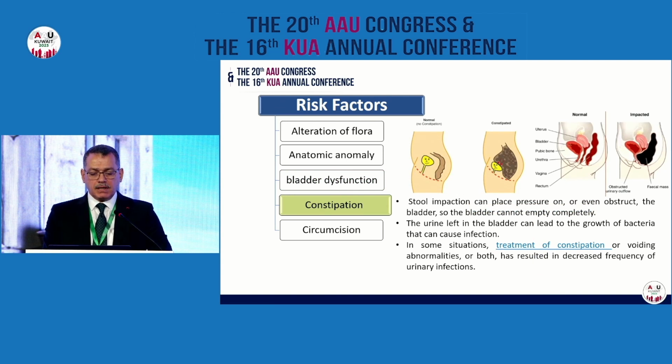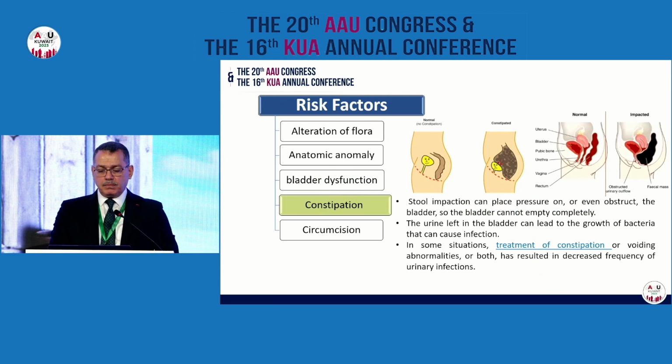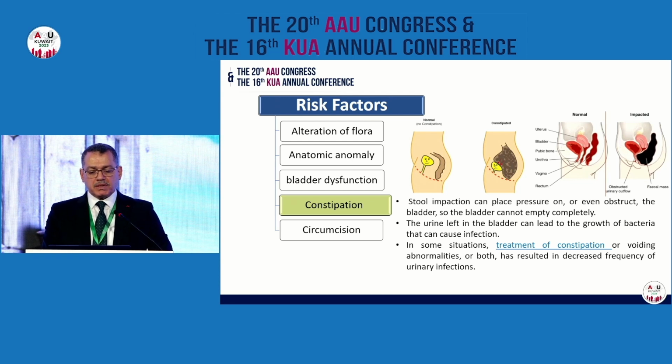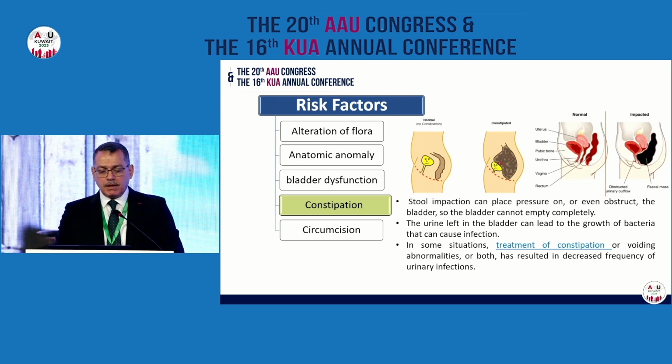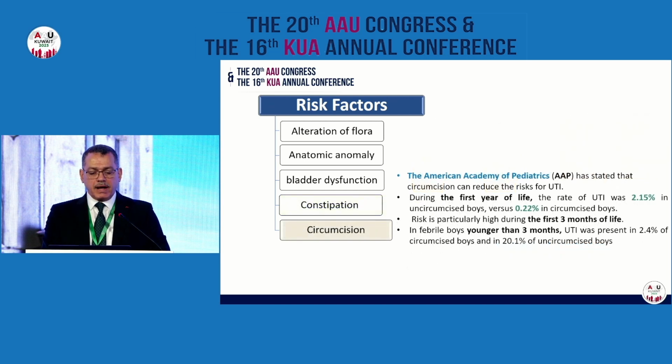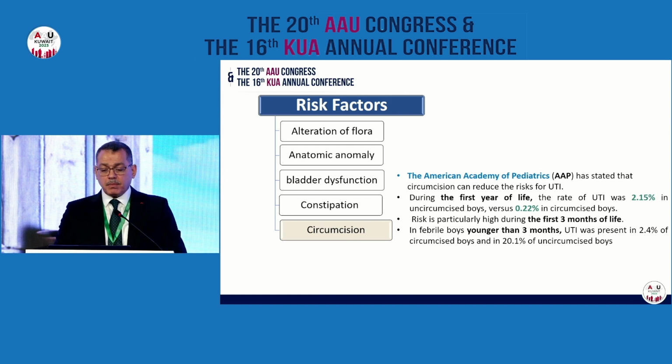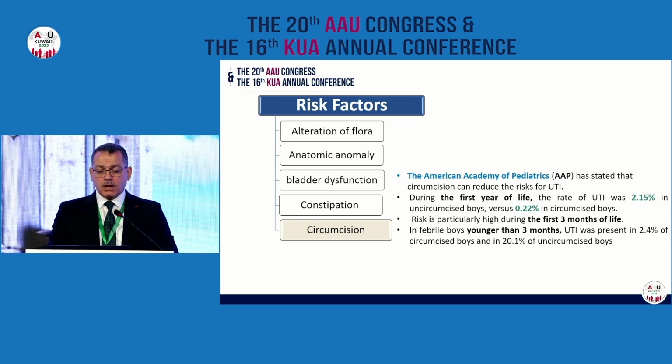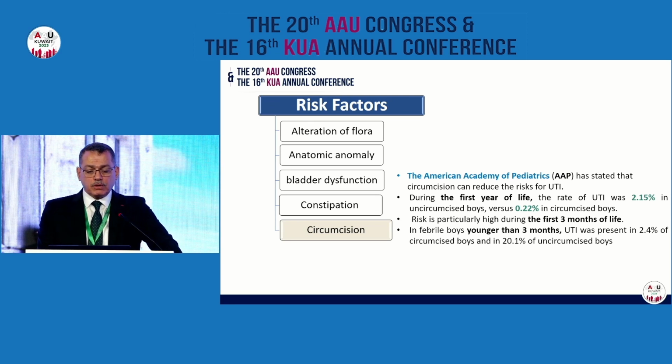Constipation is very important and needs to be treated, because treatment of constipation will result in decreased frequency of urinary infections. Circumcision is very vital. According to the American Academy of Pediatrics, circumcision can reduce the risk of UTI. It has been shown that during the first year of life, the rate of UTI was 2% in uncircumcised boys versus 0.2% in circumcised boys. In febrile boys younger than 3 months, UTI was present in 2.4% of circumcised boys and in 20% of uncircumcised boys.